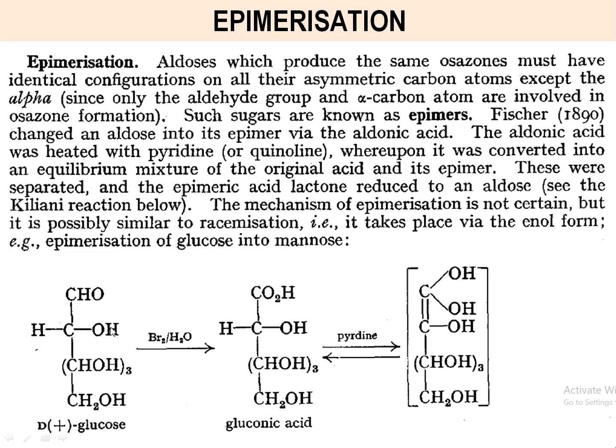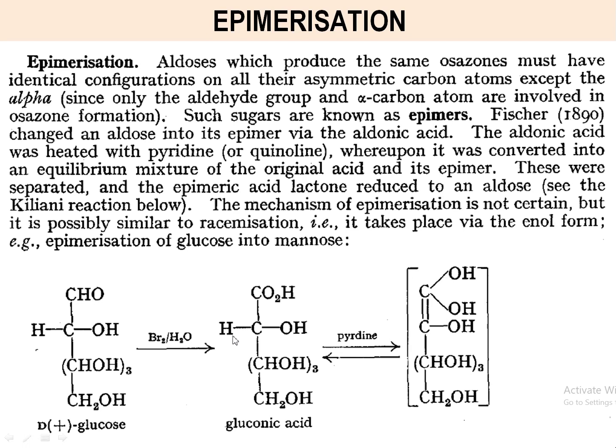We have studied the structure and configuration in our previous lecture about glucose, mannose, idose and many aldohexoses. Here, if we convert this D-plus glucose to mannose, when the OH and H get interchanged, it will be known as epimerization, and glucose and mannose are epimers of each other.